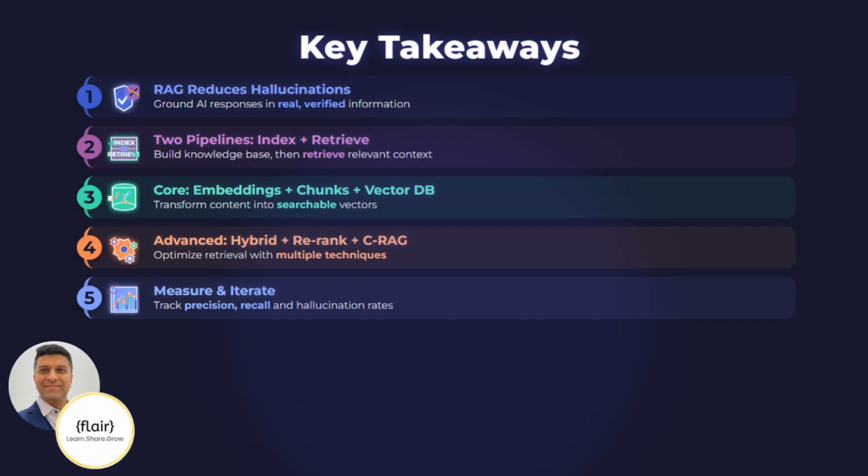RAG represents a major step forward in building AI systems that are not only powerful but dependable. And now that hallucination control is becoming solved, the next frontier is figuring out how to make these systems truly intelligent, not just informed.